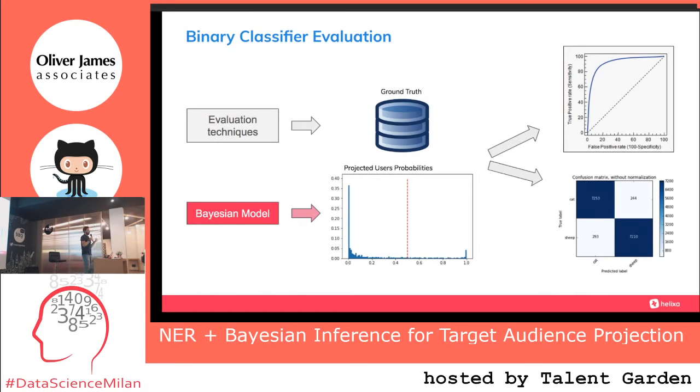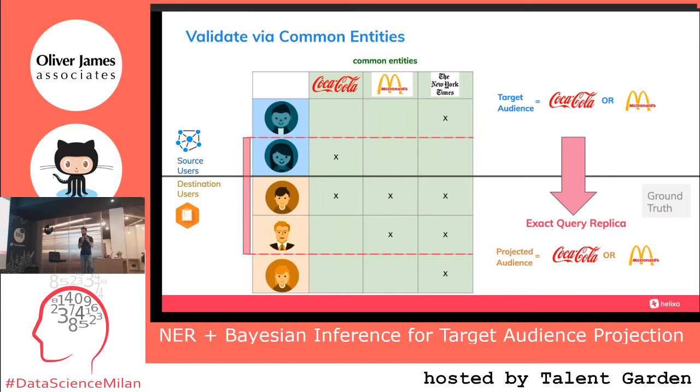The basic principle is that audience projection is a binary classification problem. So you can evaluate whether it's accurate or not following standard binary classification techniques. The model gives you probabilities between 0 and 1, and you can either plot the ROC curve and get the area under the curve, or any other fancy metric you want. Or, in the case at the bottom, you can threshold the prediction, say everything above 0.5 is going to be true and everything below 0.5 is going to be false, and you can build your confusion matrix and calculate accuracy in the traditional way. But the main problem is ground truth. Where am I going to find the ground truth for comparing the probabilities of my audience projection model with the true ones?